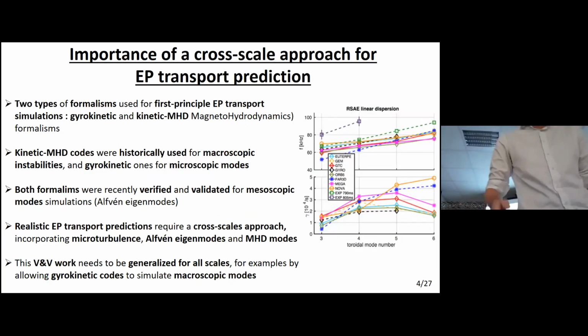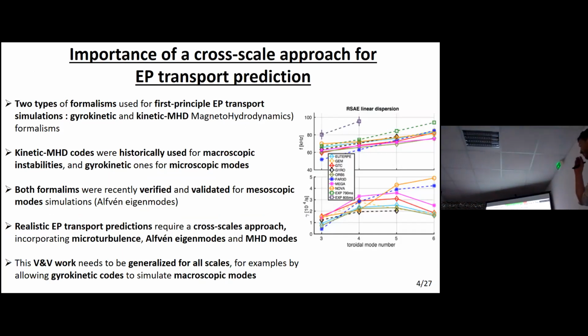So there are two types of those. That's what we call the first principle simulation. The first formalism is a gyrokinetic one, and the other one is a kinetic MHD, MHD standing for magnetohydrodynamics. I'm going to explain those formalisms in a non-exhaustive way in the next slide.